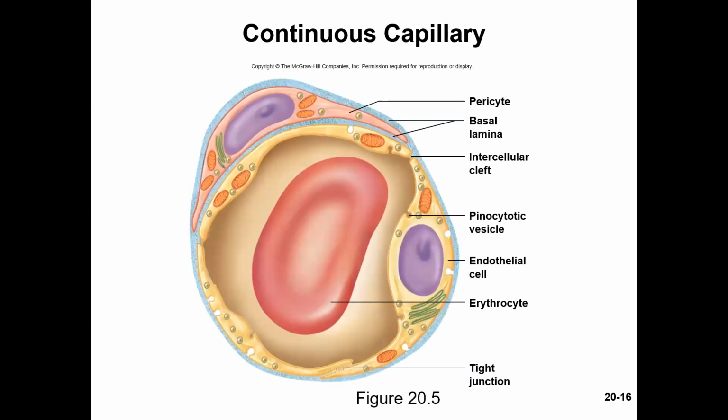So here's an example of the continuous capillary. We can see the red blood cell floating through it. We can see the tight junction at the very bottom of the screen. We can see the endothelial cell to the right side of the picture. An intercellular cleft, we can see the layers of the basal lamina, and then we can see what we call that pericyte.